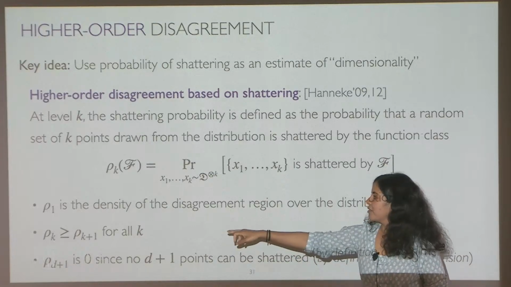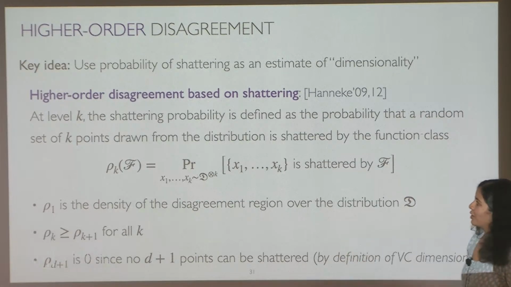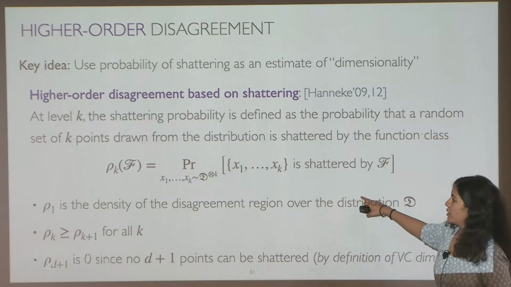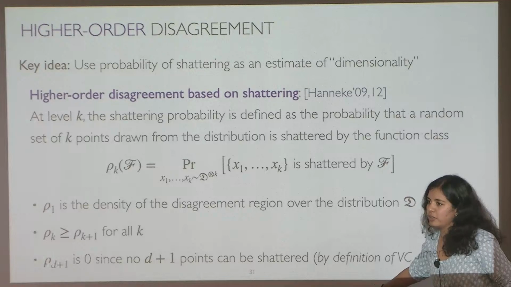And rho k is always greater than rho k plus 1, because you're just taking more points and deciding whether they're getting shattered or not. And rho d plus 1 is 0, because no d plus 1 points can be shattered. So there is some sequence of reducing values. So rho 1 will be the highest quantity, and then going down, you'll get to 0 at rho d plus 1.